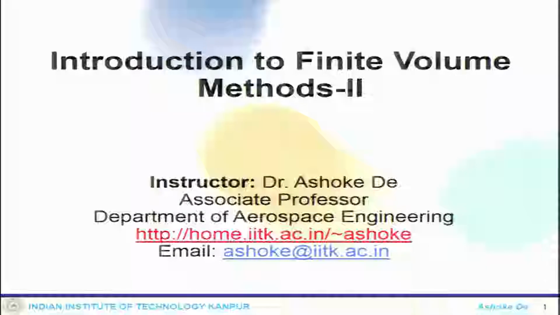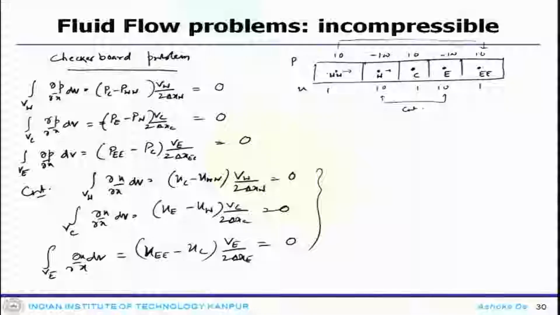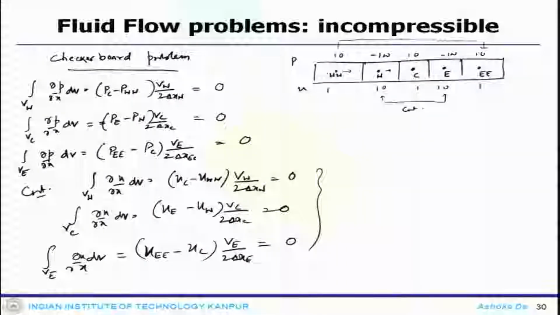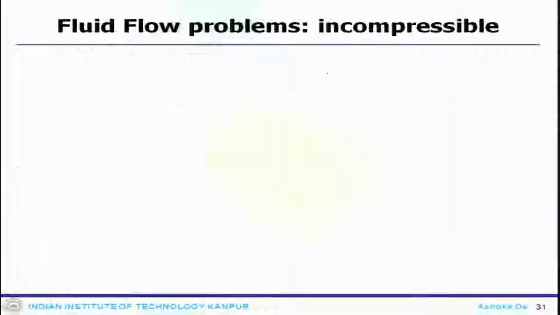Okay, so welcome back to the lecture series on finite volume, where we will continue our discussion from where we left off in the last lecture. So, how to avoid this problem? One solution is to use some sort of staggered arrangement.